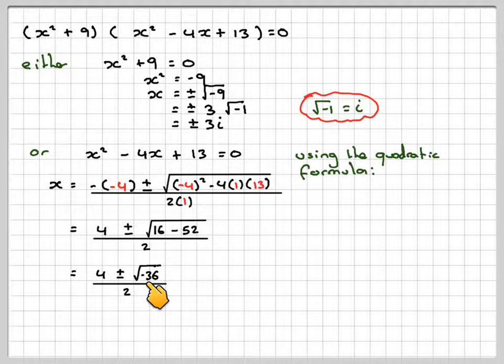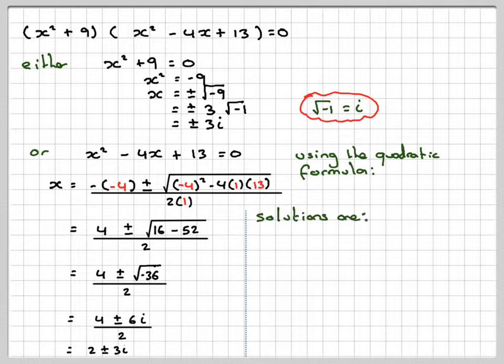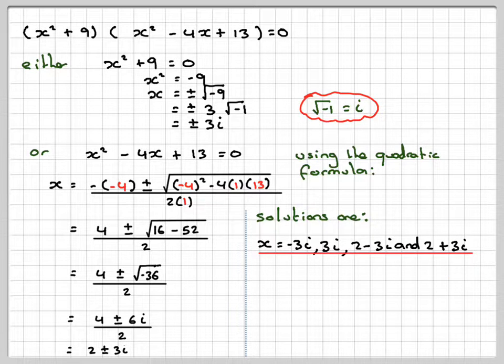The square root of minus 36 is going to be 6i, using the idea that the square root of minus 1 is i. And then, because 4 and 6 are both divisible by 2, we end up with 2 plus or minus 3i. Writing down the solutions, x is going to be equal to minus 3i, plus 3i, 2 minus 3i, and 2 plus 3i.